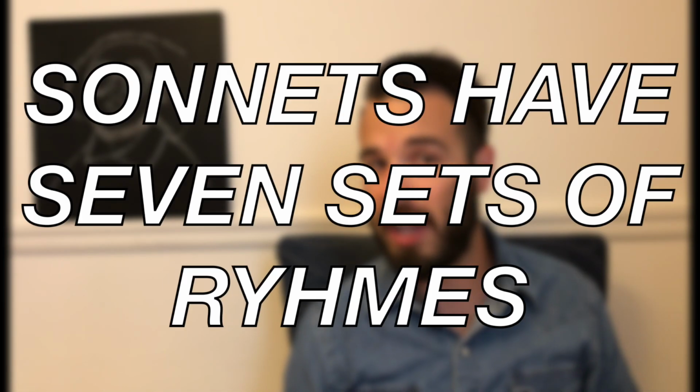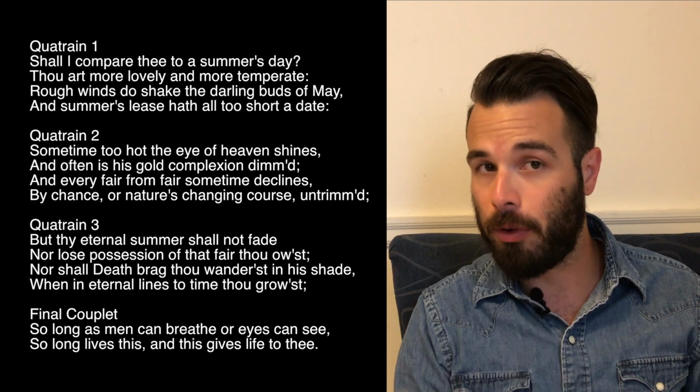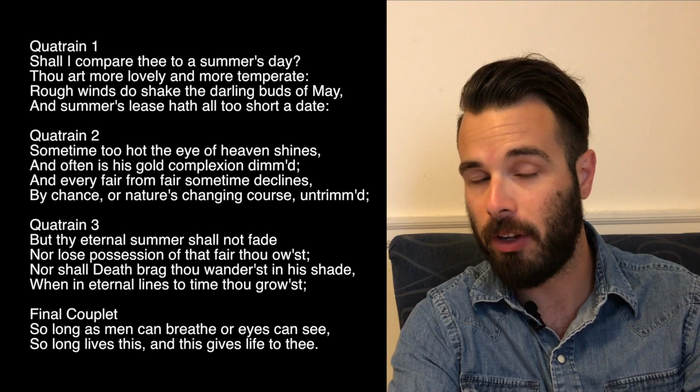A sonnet has 7 sets of rhymes. So 14 lines divided by 2 matching pairs equals 7 rhymes. Let's take another look at Sonnet 18. We can see that its rhymes are switching off every other line on and on down the poem until we get to the last matching pair in the final couplet.